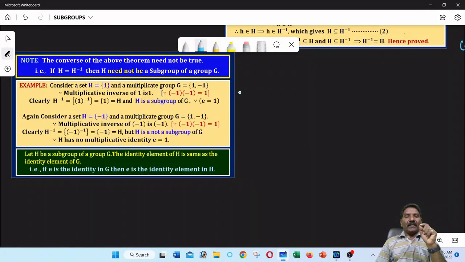Converse of the above theorem need not be true. Converse of the above theorem means: if H inverse equals H, then H is a subgroup.